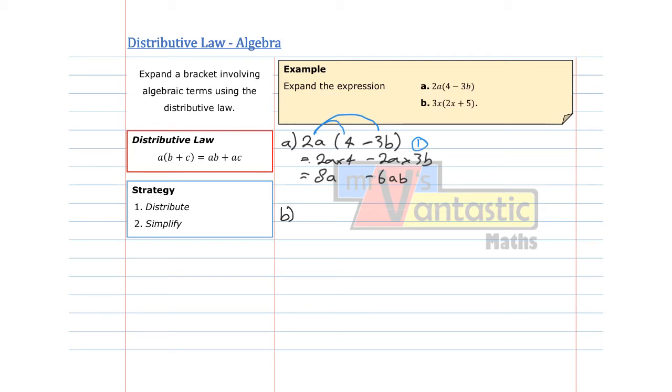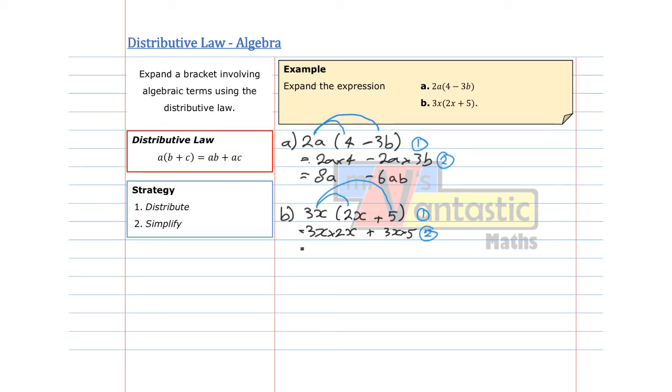Let's look at another one. We have 3x multiplied by the bracket 2x plus 5. And again, we'll start by distributing 3x into 2x and 3x into 5. And then we multiply the numbers and then the variables.